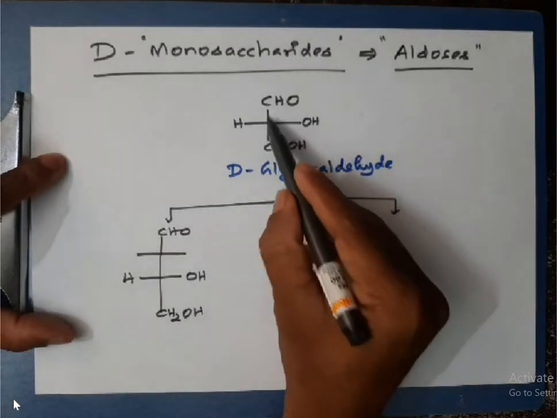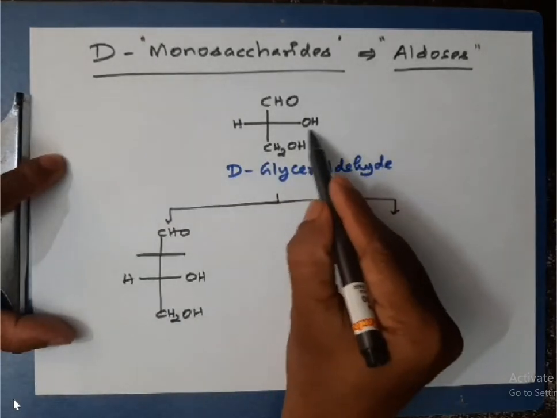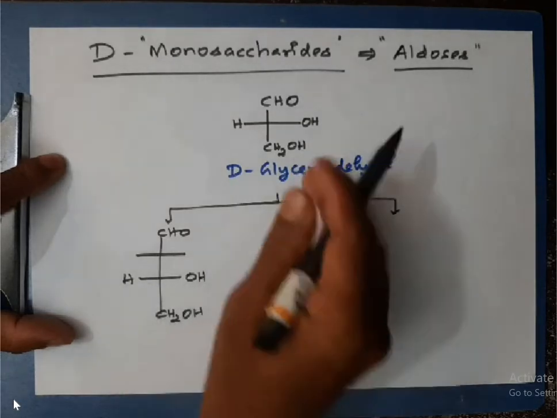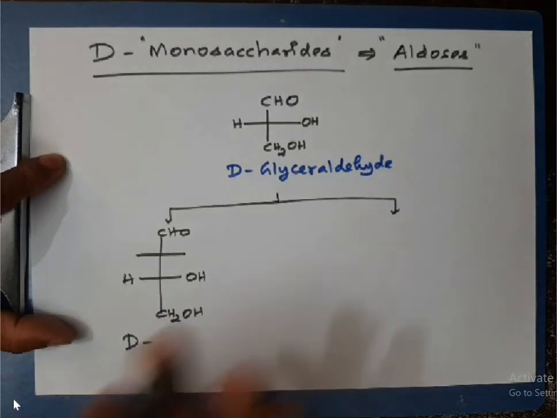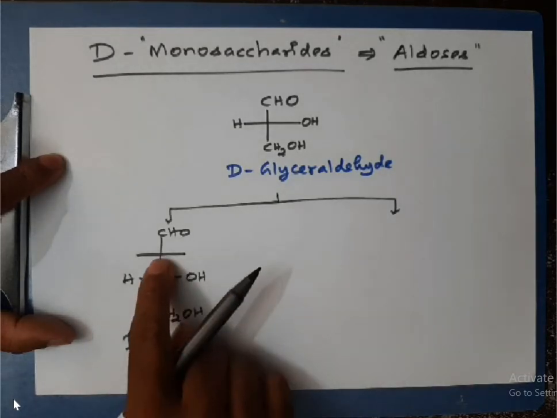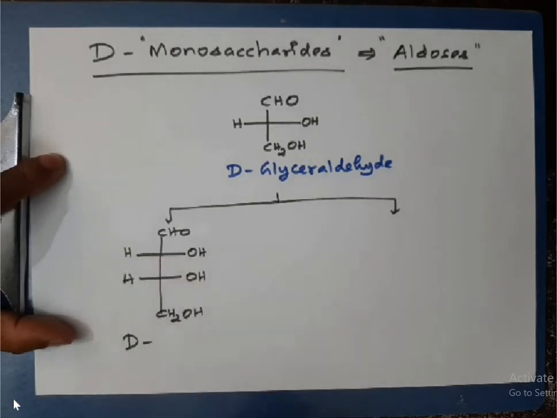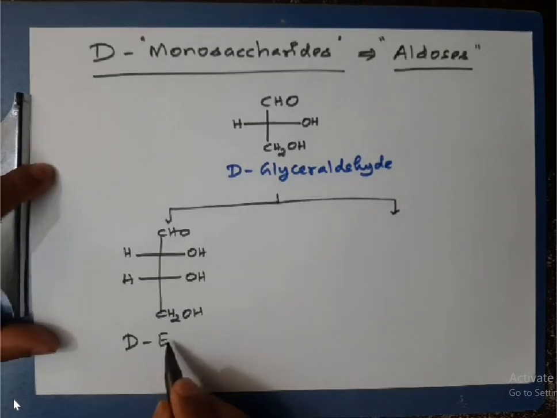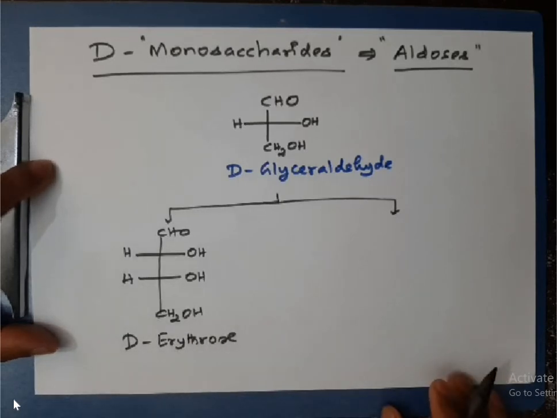Since here we have only one asymmetric carbon, and in that asymmetric carbon OH group is present in the right hand side, that's why it is called D. And see here I kept this CHOH as such. So this remains as D. Now in the new chiral carbon, I'll put OH group in the right hand side, and this compound is called Erythrose.